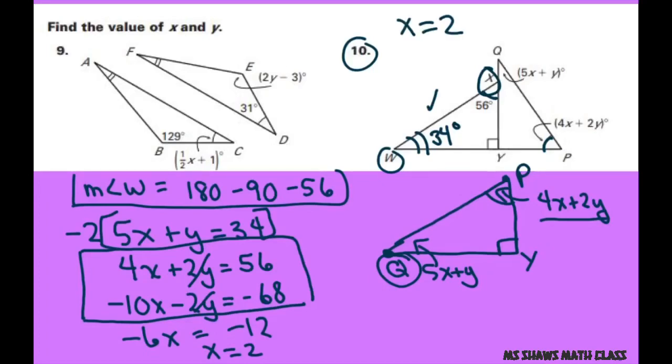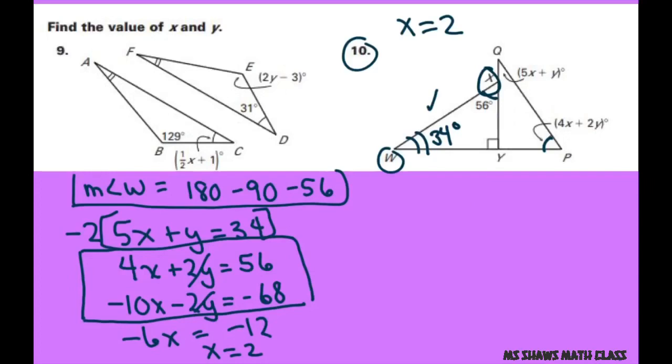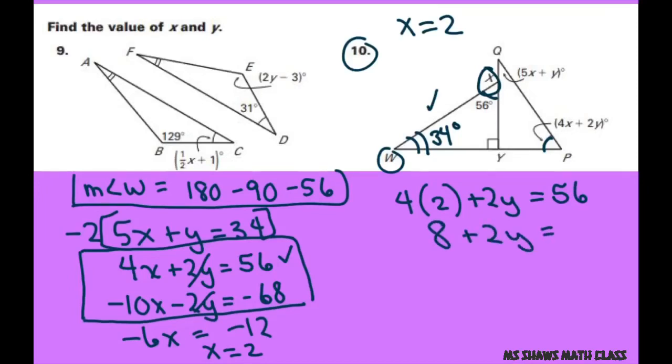Since we have this kind of settled, we just need to find our y. I'm going to erase this. Now, since x is 2, I can plug it back into one of these equations. So let me just plug it back into here. We have 4, and replace x with 2, plus 2y equals 56. So 8 plus 2y equals 56. Subtract 8 from both sides, and you get 2y equals 48. Divide both sides by 2, and you get y equals 24.